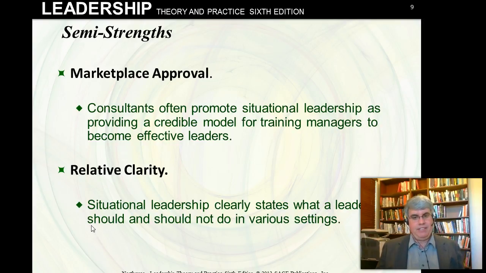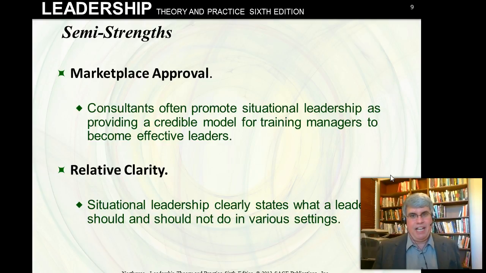Situational leadership clearly states what a leader should and should not do in various settings. So it's like there are right answers. You can read a description of something and there's supposedly a right answer that everybody should choose, a right leadership style for the situation depending on the developmental level of the follower. Now, a lot of people like this relative clarity. It's like, oh, there are answers for everything here.